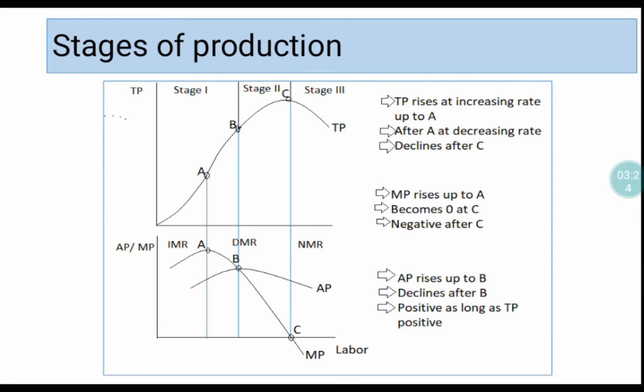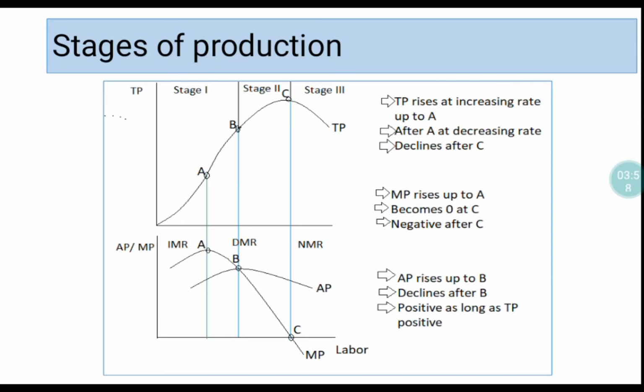So as you look at the marginal product curve, you discover that in stage 1 it is rising, part of stage 1 and stage 2 is falling, and in stage 3 it becomes negative. Okay? So that is what we are actually referring to. Then besides this diagram, there are explanations. You have TP rises at an increasing rate up to A.